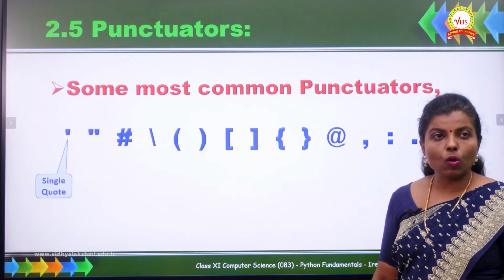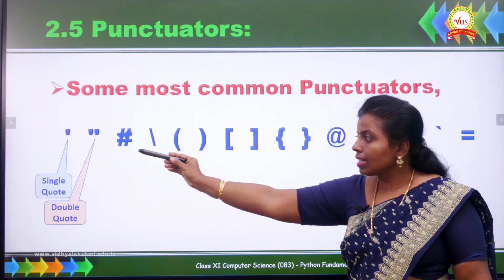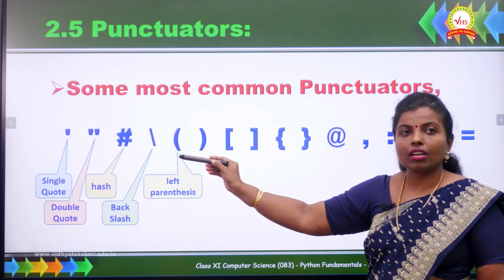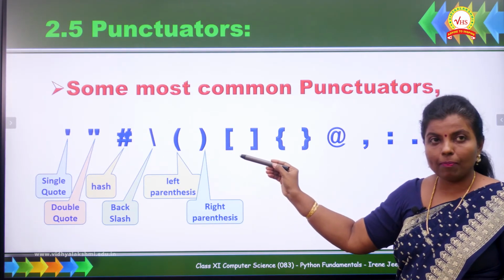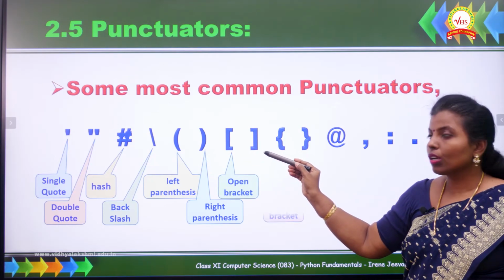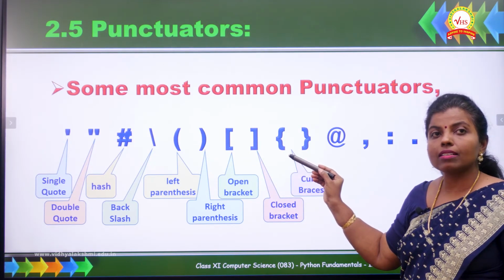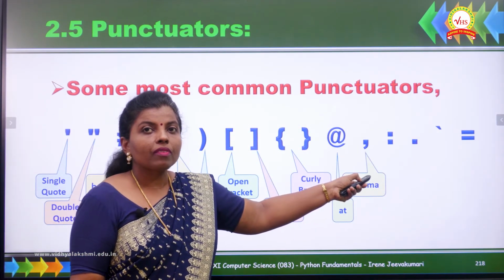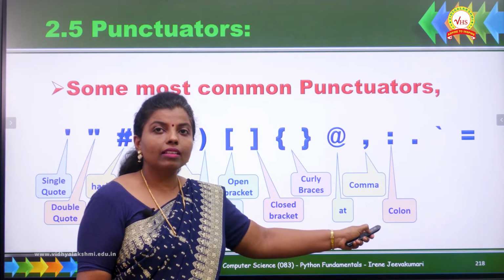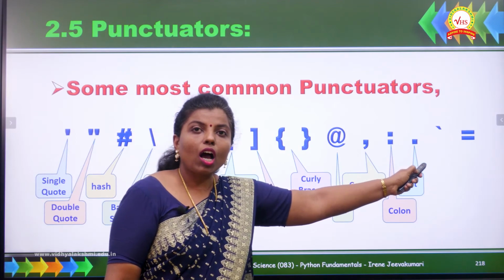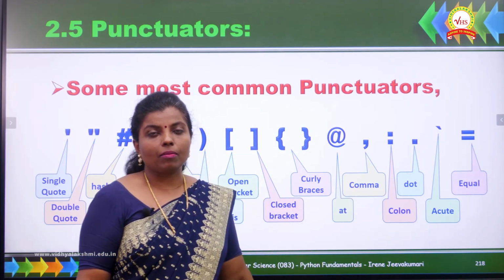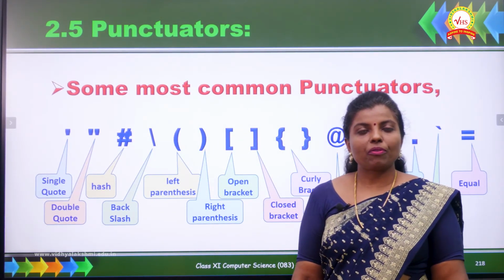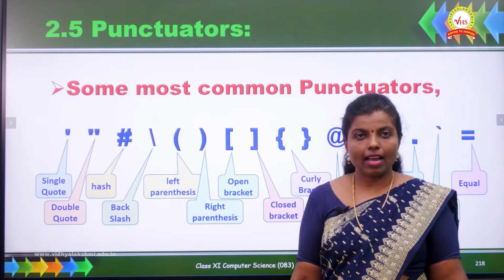They are single quote, double quote, the hash symbol, and backslash. Then we have left parenthesis, right parenthesis, open bracket, closed bracket, curly braces, and the at symbol. Then comma, colon, dot, acute symbol and the equal symbol. All these are some of the most commonly used punctuators of Python. So we have learned what operators and punctuators are.